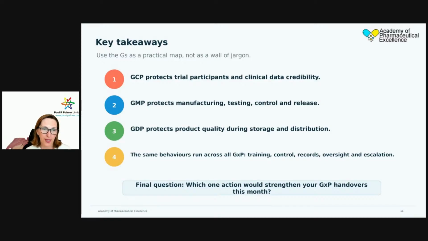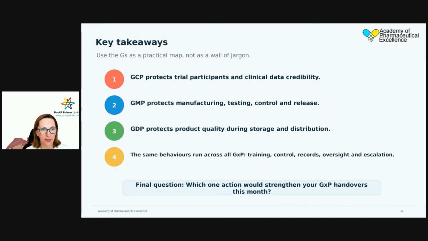The fourth takeaway is that the same behaviors run across all GXPs, as we call them together. Those behaviors are your effective training, your control, your documentation, your oversight, escalation, and your honest, risk-based decision-making. The regulations may be different, but the quality mindset is very similar.